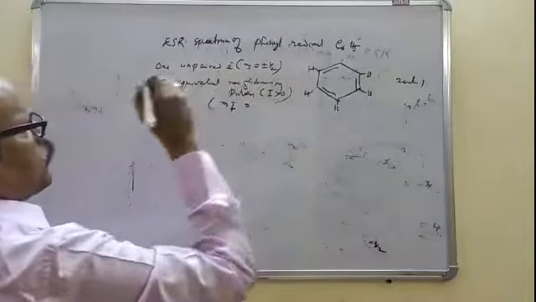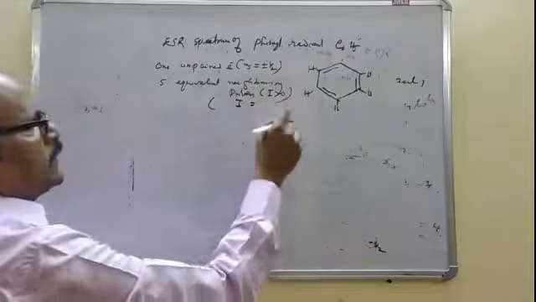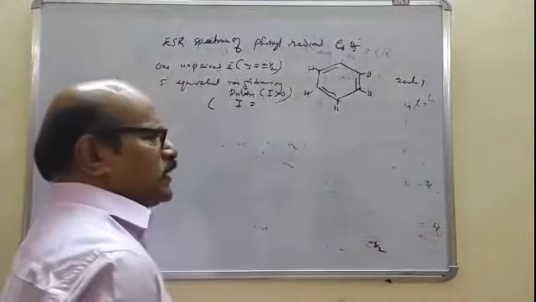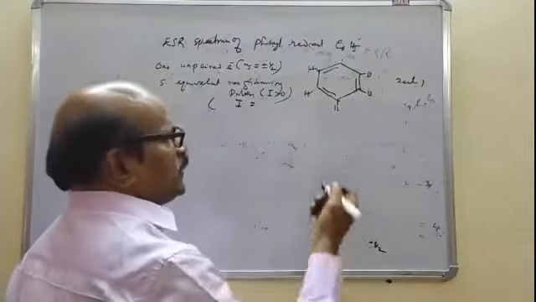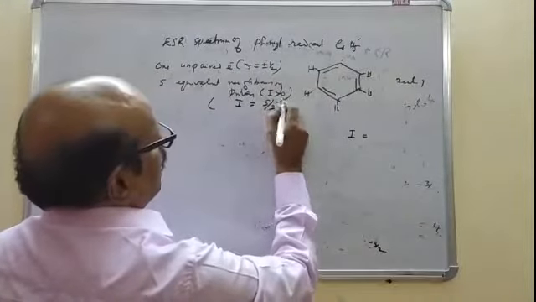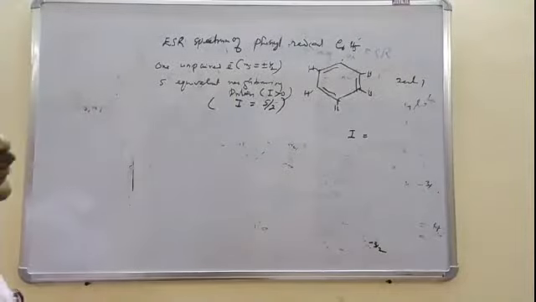The total nuclear spin I here: there are 5 protons, and for 5 protons the various combinations of I give a maximum possible I of 5 by 2. So for these 5 protons, I is 5 by 2.